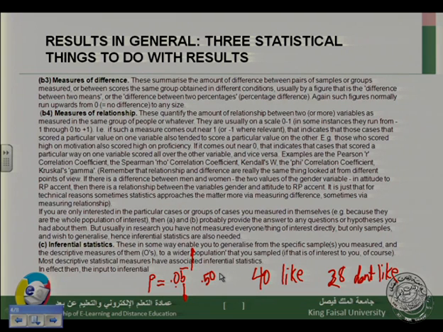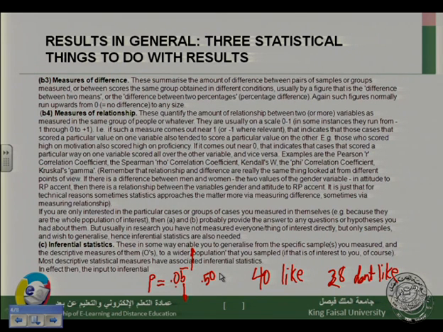Or let's say that you want to prove that if you are young, you are going to learn English faster than those who are older. So the relationship between age and learning English. You want to see, is there a relationship between age and learning English? So this is called measure of relationship. These quantify the amount of relationship between two or more variables as measured in the same group of people or whatever. They are usually on a scale from 0 to 1.